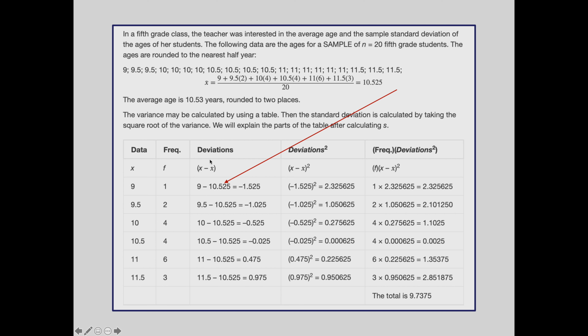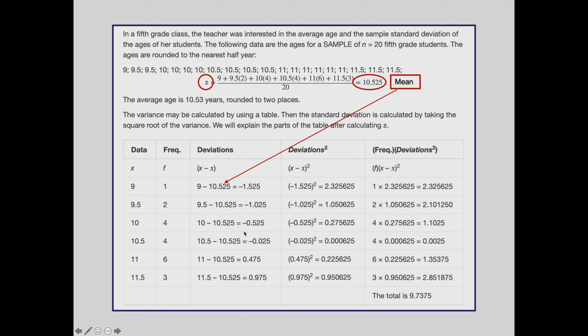Now, the deviation is the difference between the score, x, and the mean, x bar. Well, we had to figure out the mean, so we added up all of these numbers. 9 plus 2 9.5s plus 4 10s plus 4 10.5s, 6 11s and 3 11.5s. Added them all up, divided by 20, and we get 10.525. So that's what the mean is. There's what X bar means, the mean. We figured it out to be 10.525.